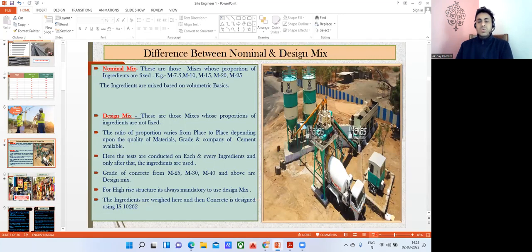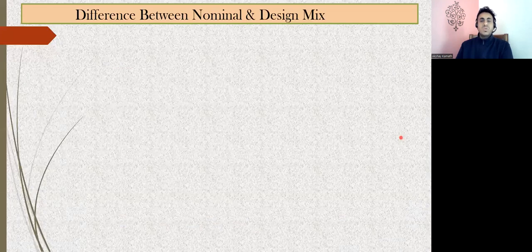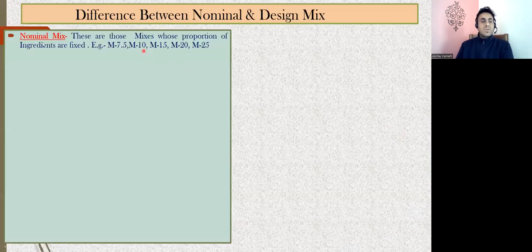First, we'll try to understand what is nominal mix, and then we'll try to understand what is design mix. Coming to the nominal mix, these are those mixes whose proportion of ingredients are fixed, like M7.5, M10, M15, M20 we had. For M15, it is 1 is to 2 is to 4. For M20, it is 1 is to 1.5 is to 3. For M25, it is 1 is to 1 is to 2. So this is fixed. No one can change it.